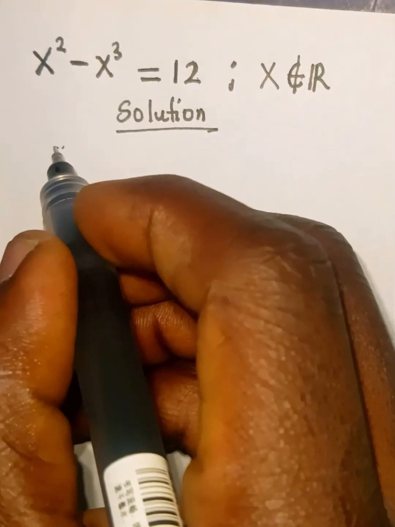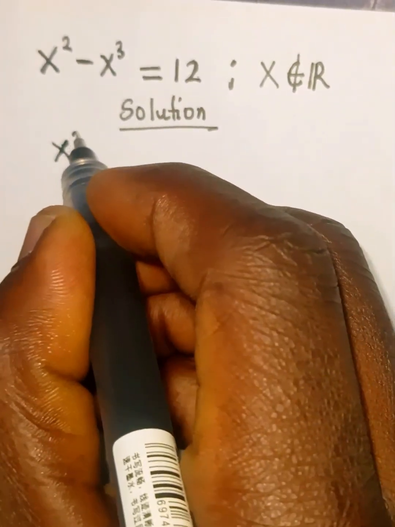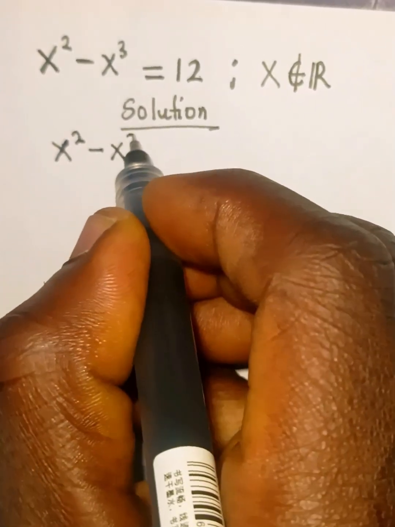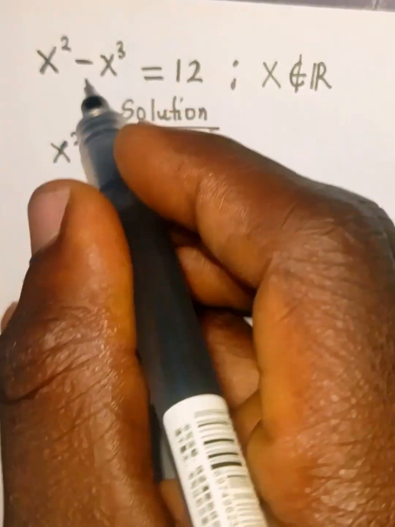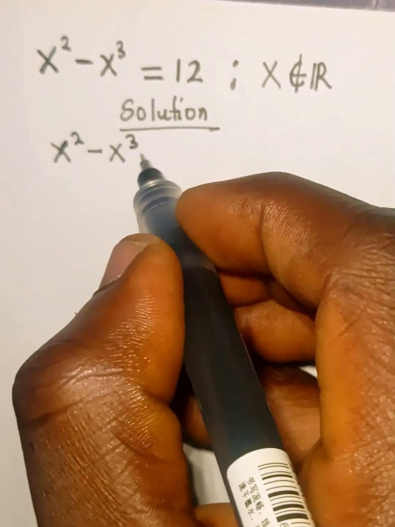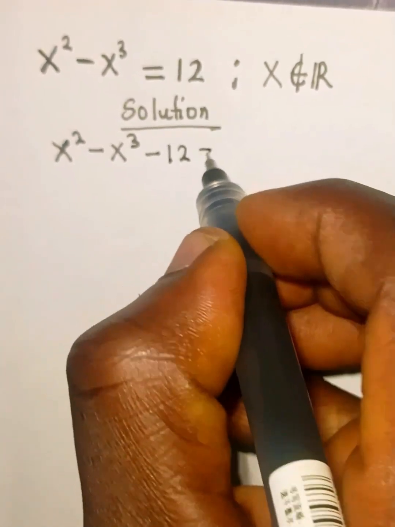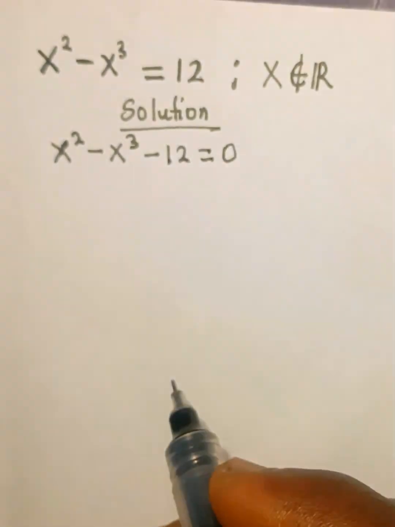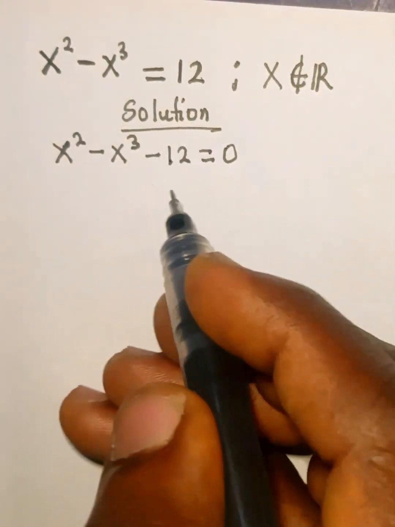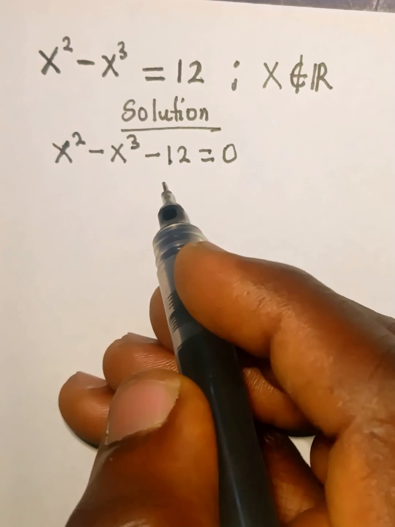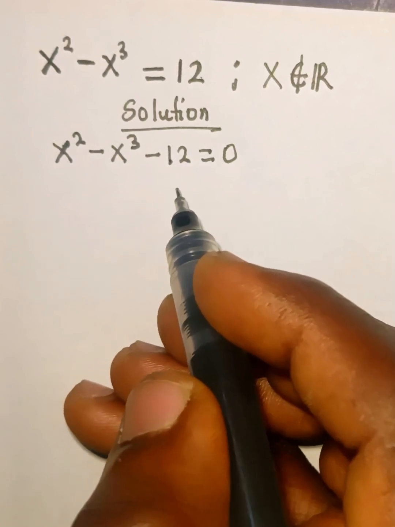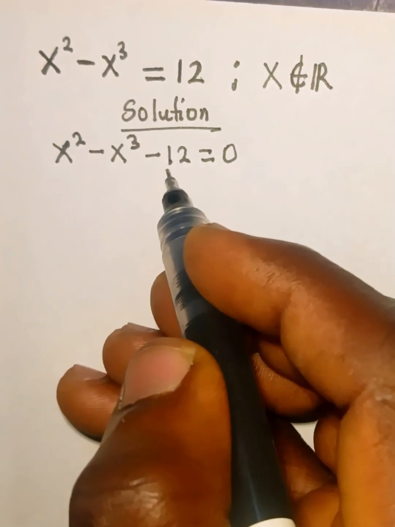So the given equation is x raised to the power of 2 minus x raised to the power of 3. Then we can take this constant to the left hand side, it becomes negative 12, which is equal to 0. So the next thing we're going to do, this constant negative 12, we can break it as negative 4, negative 8. It's still going to give us negative 12.